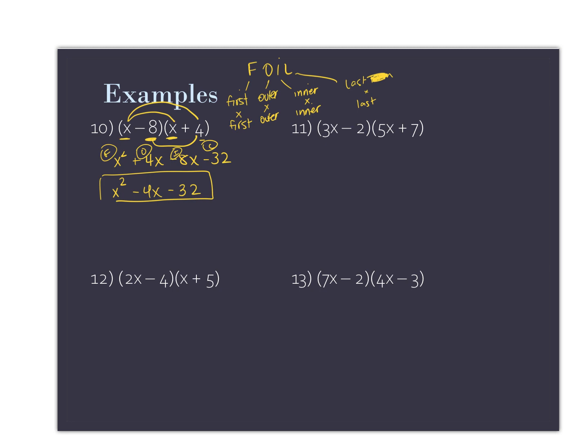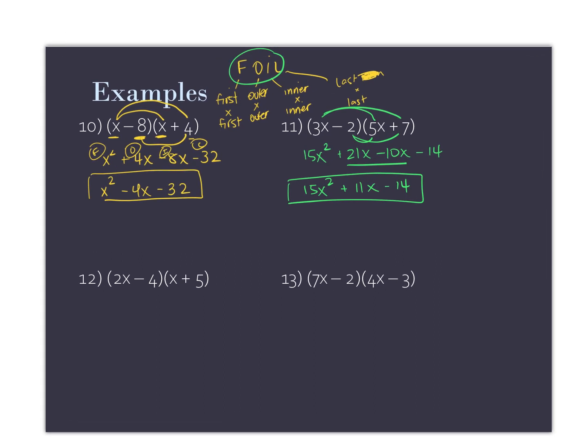So let's try to do this number 11, thinking of it in terms of FOIL. So first times first, 3x times 5x is 15x squared. Outer times outer, 3x times positive 7 is plus 21x. Inner times inner, minus 10x. And last times last is minus 14. Again, usually it's the middle terms that are like terms in these. Not always, you just double check. But in this case it is. So 21x minus 10x is 11x. And this is my product.